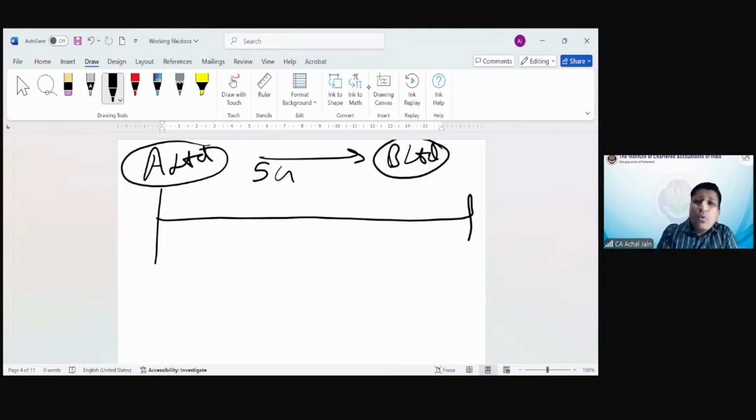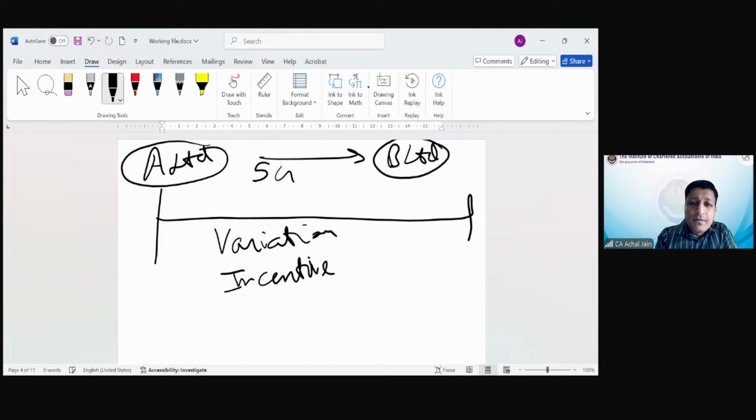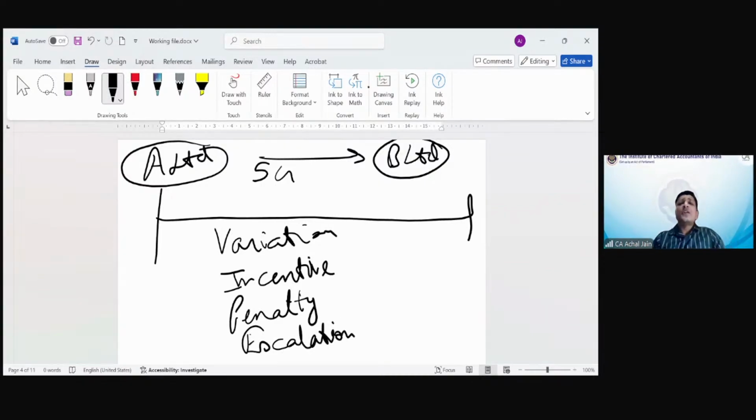Now, if we look at these components, whether you talk about variation, incentive, penalty, or any sort of escalation, can we say that all of these are principally agreed? Yes, they are principally agreed. If you look at the contract, they are clearly specified in it. So as far as the agreement is concerned, both parties are principally aligned.